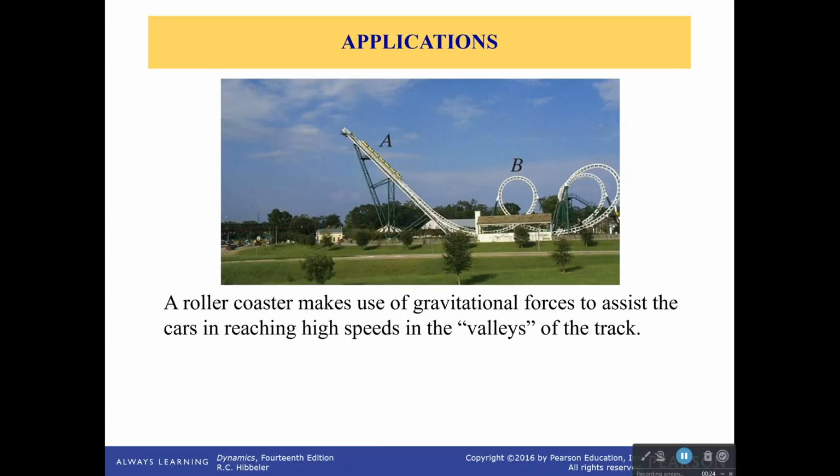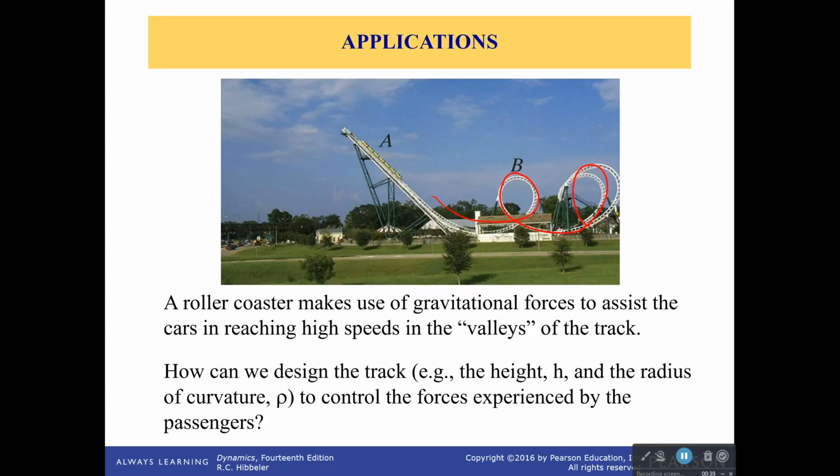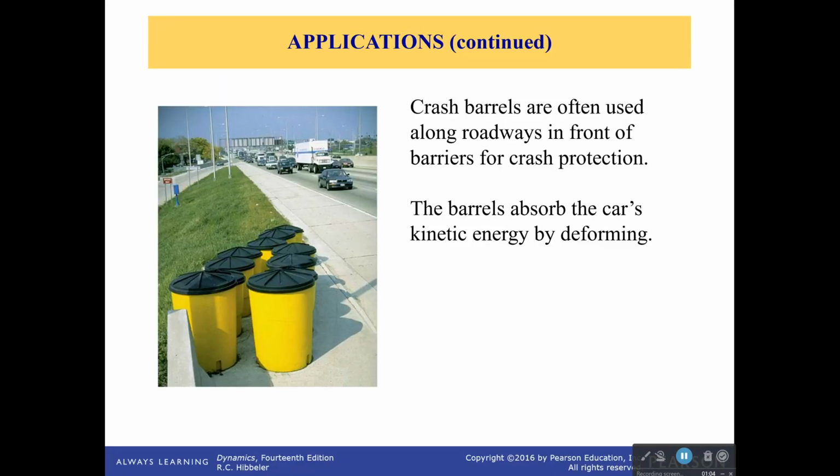First off, a lot of you have probably been on a roller coaster before. It lifts you very high into the air, and then it uses gravitational force to assist the car in reaching high speeds in the valleys of the track, and even allows it to go over loop-de-loops. Now, how could you design the track to control the forces experienced by the passengers? Because quite obviously, if the curve is too sharp, it will actually kill them, and we don't want that. And also, if it's too high, it's going to be dangerous because they'll reach too high velocities. So we've got to make sure that it's a safe ride. But how are we going to do that?